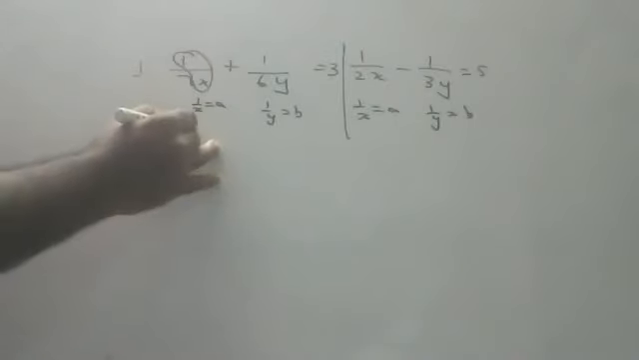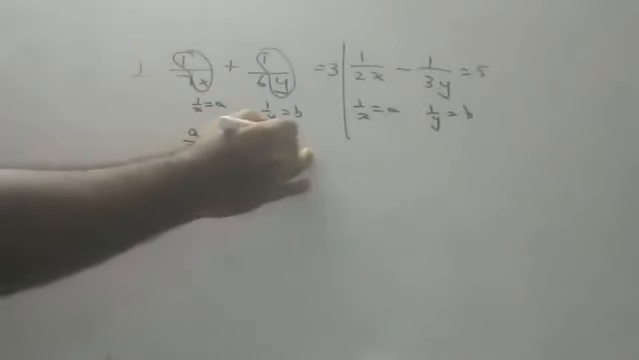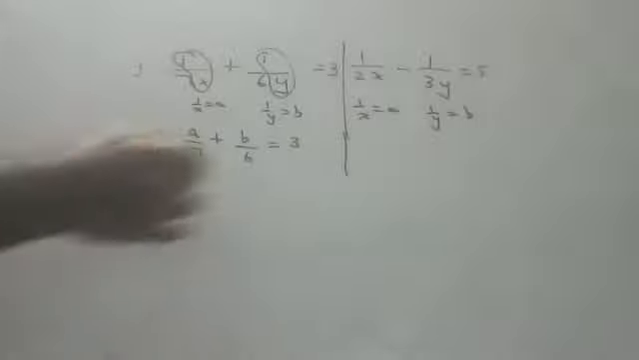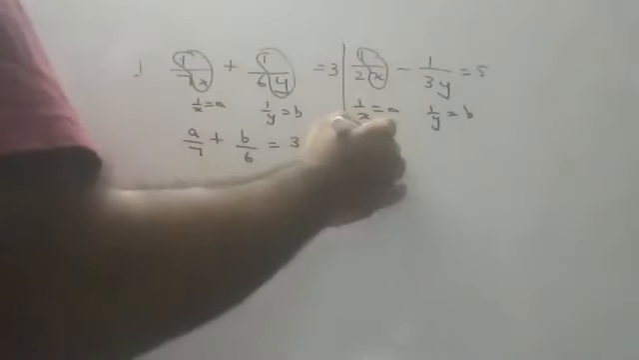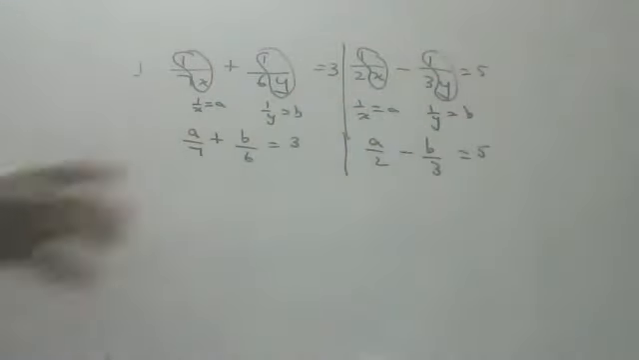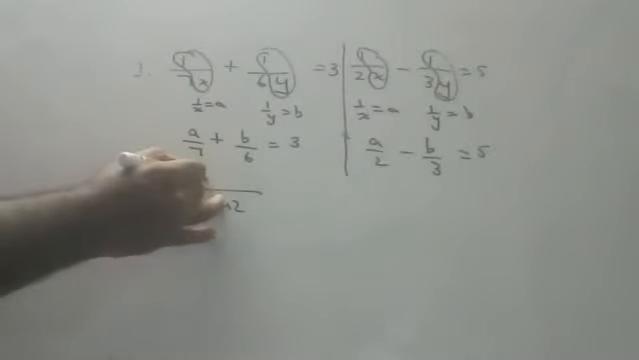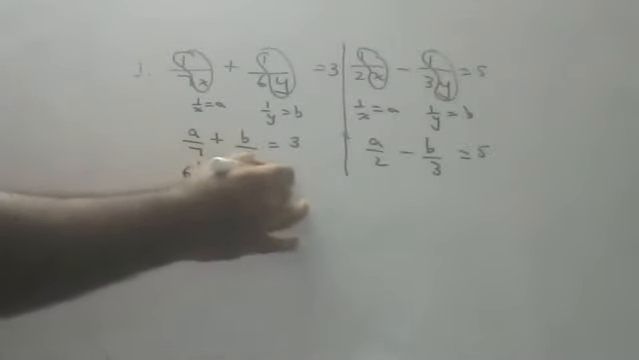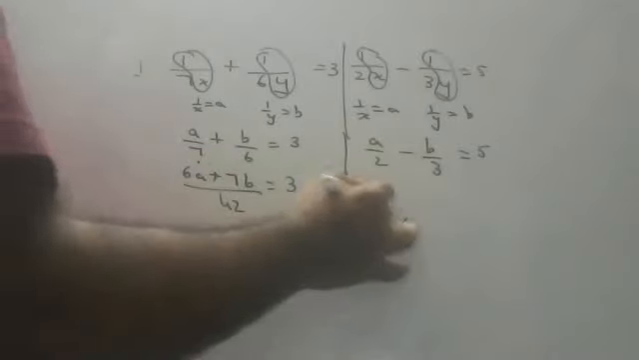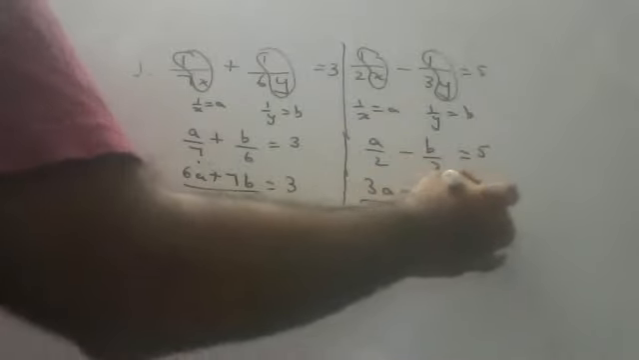So this becomes a by 7 plus b by 6 is equal to 3, and same here, a by 2 minus b by 3 is equal to 5. Now we have to solve these equations. First take the LCM and make it into a normal equation, then solve it. 7 6s are 42, 7 6s are 6 into a, 6a, plus 6 7s are 7 into b, 7b, is equal to 3. 2 3s are 6, 3a; 3 2s are 6, 2b is equal to 5.